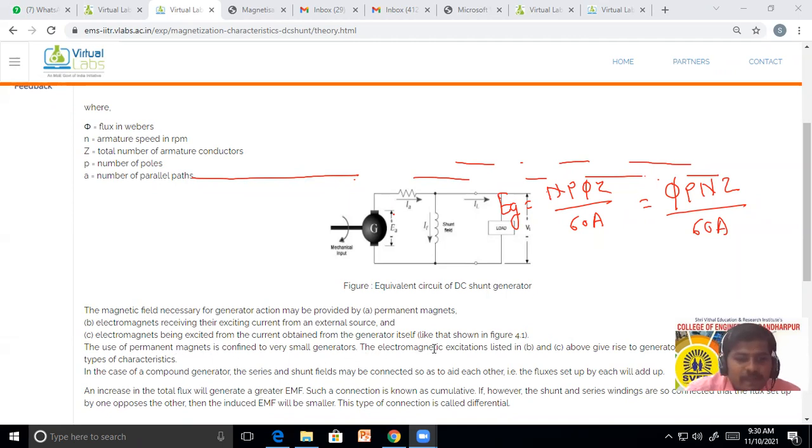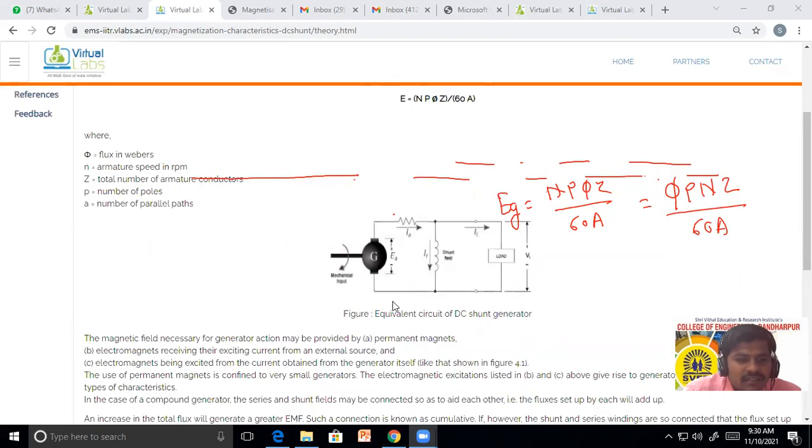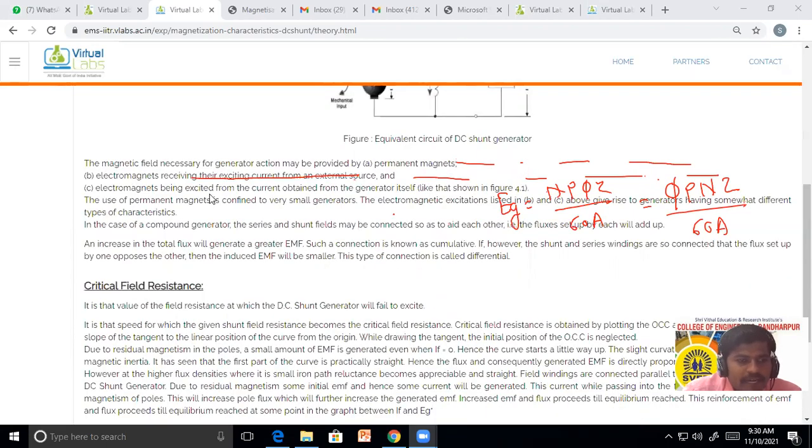The electromagnet may also be excited from the current obtained from the generator itself. In this case, we can either use a separate DC source for excitation, or if the self-excited generator is there, then the excitation is provided by the generator itself.